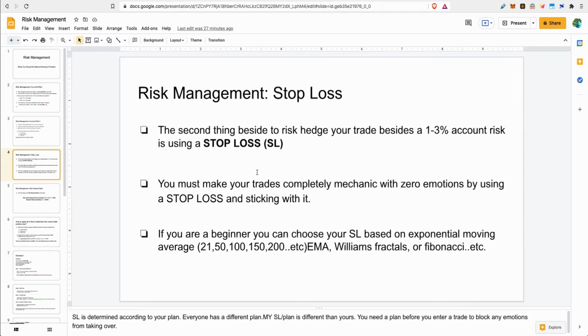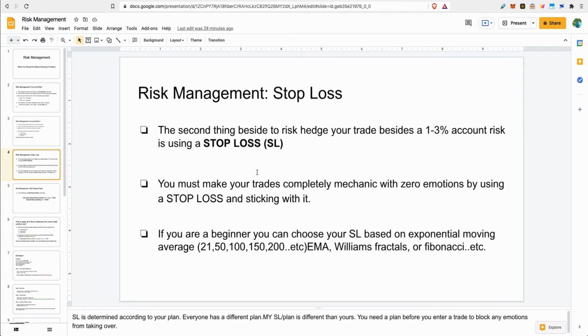Even if the trade goes against your plan, get out. If you're only risking 1% of your balance, trust me, you will not have a problem taking a stop loss and taking a small hit. So use a stop loss. And if you're a beginner, you can choose your stop loss based on many ways.